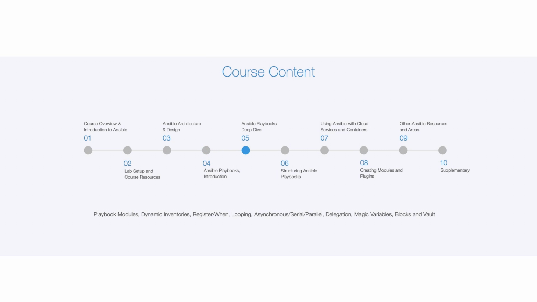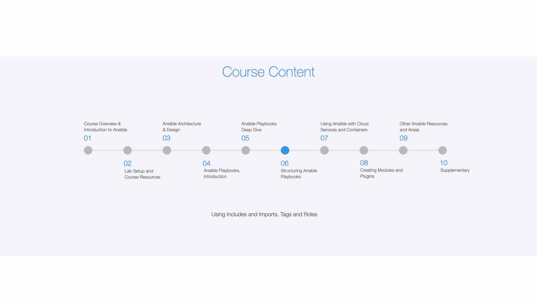In section 5, we'll take a look at some of the more common playbook modules. We'll look at dynamic inventories, both how to use them and how to create them, the use of register and when for capturing information, the various ways of using loops. We'll look at the performance aspects with different means of execution such as asynchronous, serial, and parallel, task delegation, i.e. how to make a task run on a specific target, Ansible's magic variables, Ansible blocks, and the Ansible Vault for securing information.